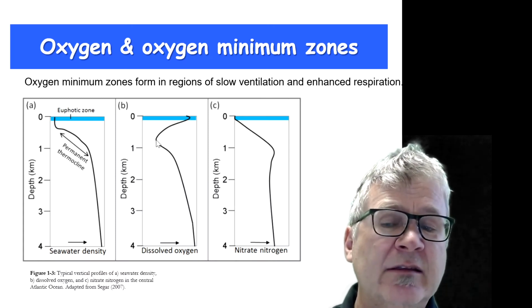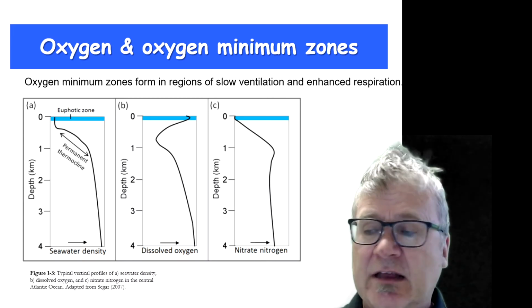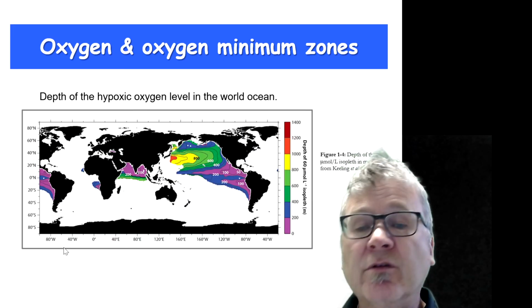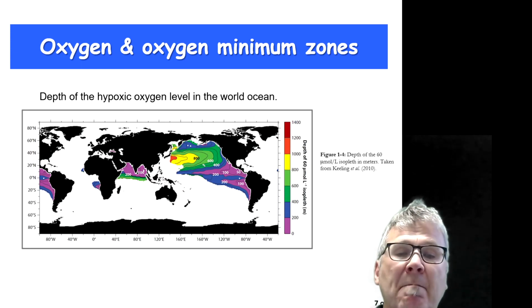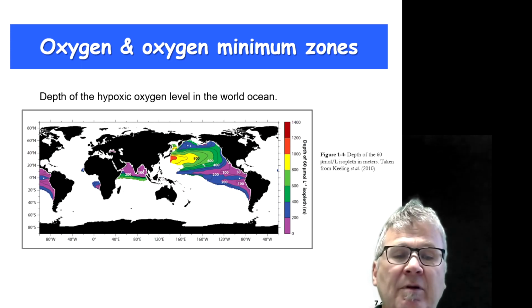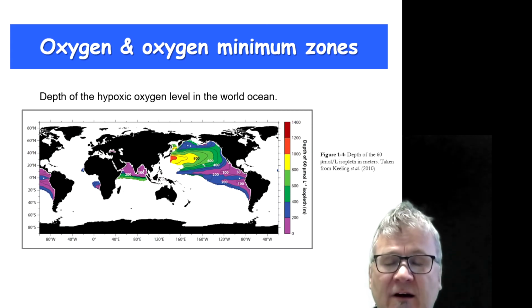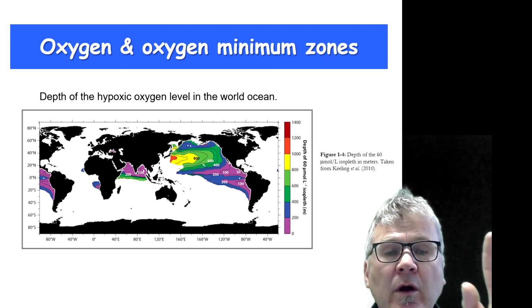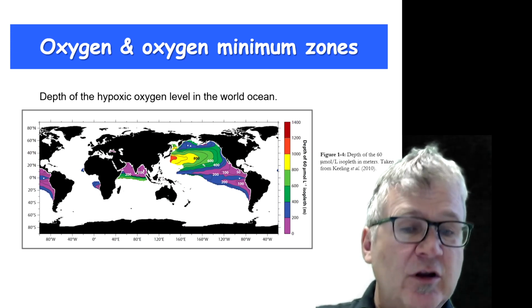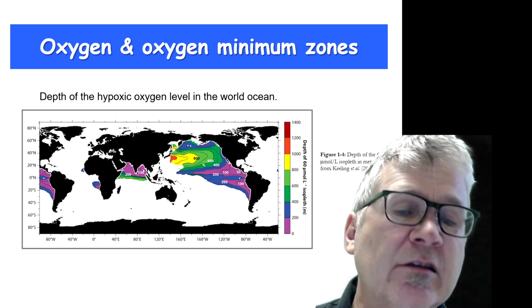So let's have a look at that. At what depth do you find this level in the ocean? And this is shown here on the next slide. Okay. It shows you the depth of the 60 micromoles per liter isopleth in meters. Where do you find the depth of where you have critically low dissolved oxygen concentrations? Have a look at that map with the lethal concentration.